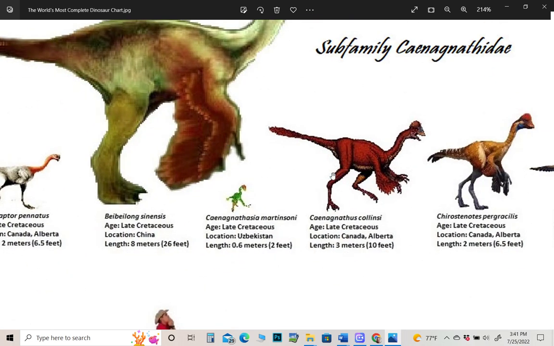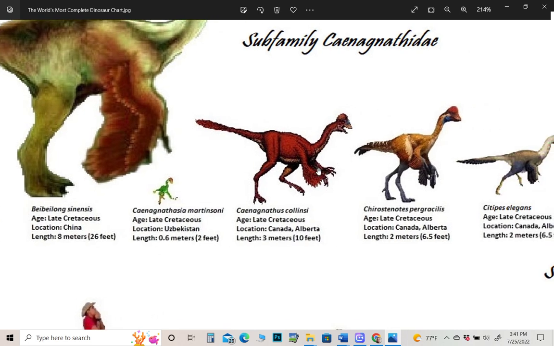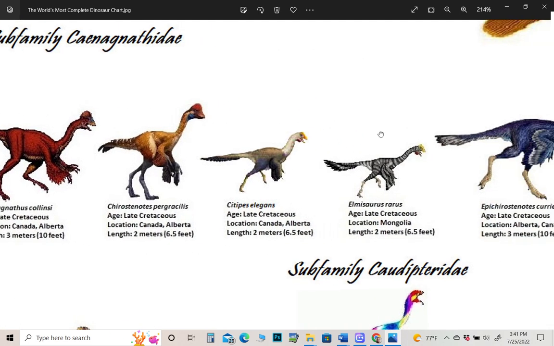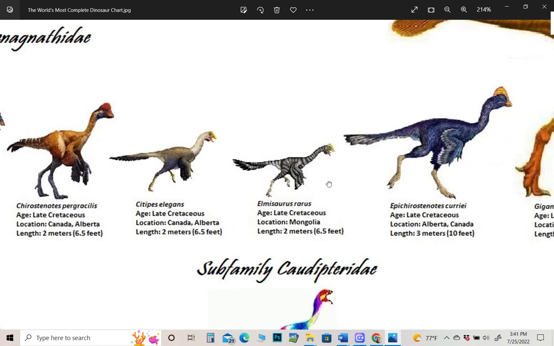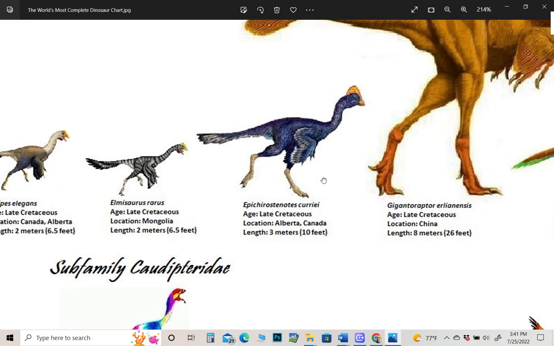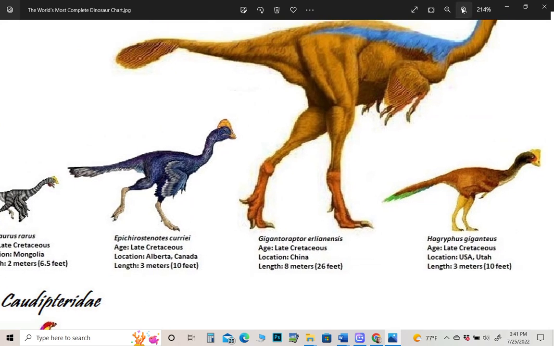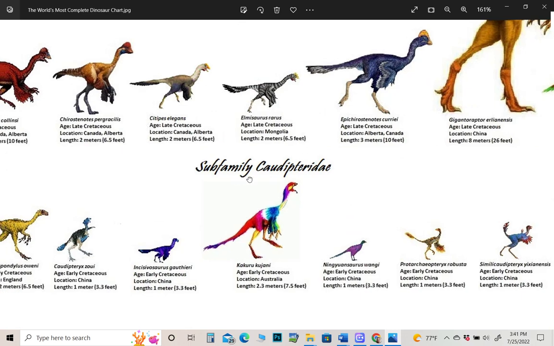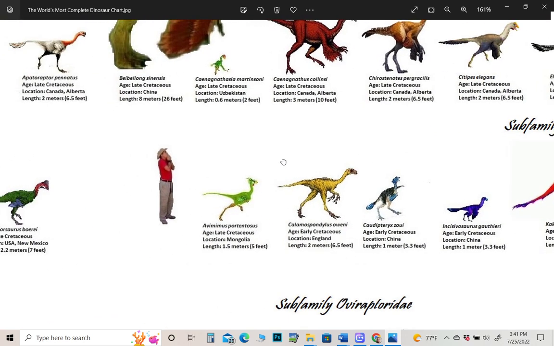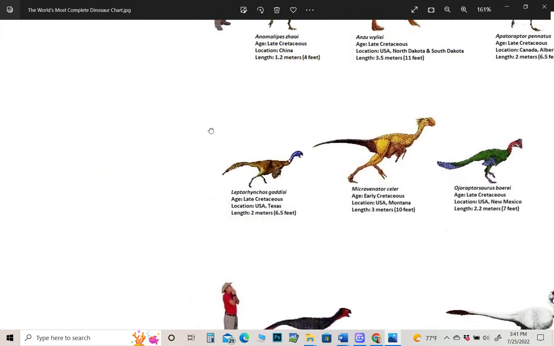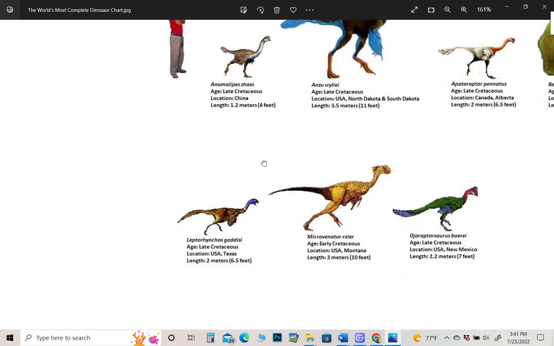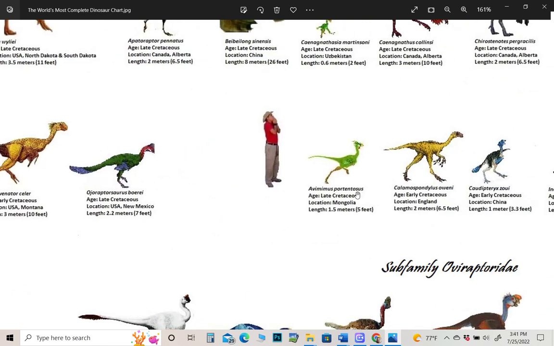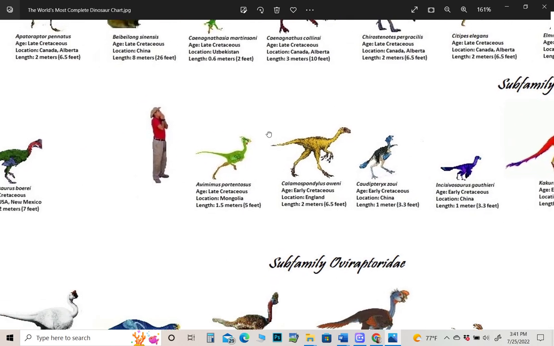Caenagnathasia, Caenagnathus, Chirostenotes, Citipes, Elmisaurus, Epichirostenotes, and Gigantoraptor, Hagryphus, and then the Caudipterids. Oh, actually, wait, sorry, there's a little more to the Caenagnathids. Leptorhynchos, Microvenator, Ojoraptorsaurus, and then the Caudipterids.